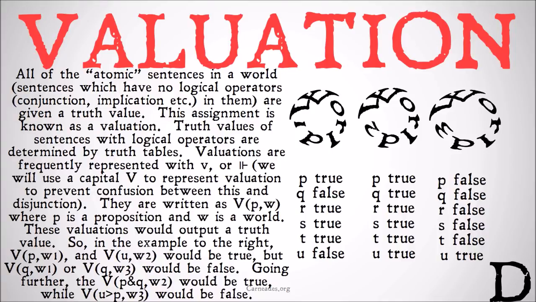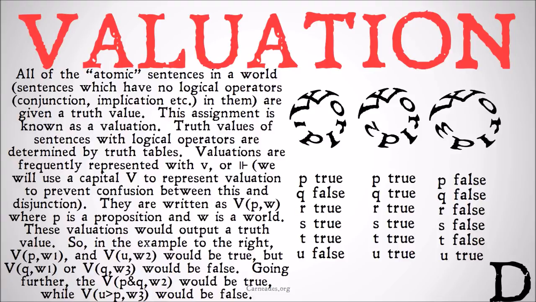But the valuation of Q in world 1 or the valuation of Q in world 3 would be false, because we note that Q is false in world 1 and Q is false in world 3, even though Q is true in world 2. Going further, the valuation of P and Q in world 2 would be true, because both P is true and Q is true in world 2.